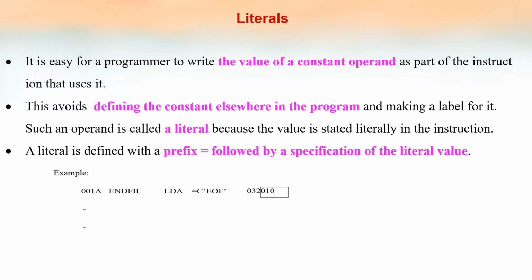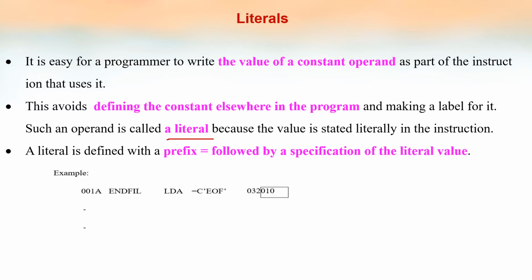For example, ALPHA WORD 1. This is a definition of the constant. Then we can use LDA ALPHA. So the constants are defined apart from the instruction. But instead of that, we can directly give the constant as part of the instruction operand. For that purpose, we are using literals. Literals avoid defining the constant elsewhere in the program and making a label for it.